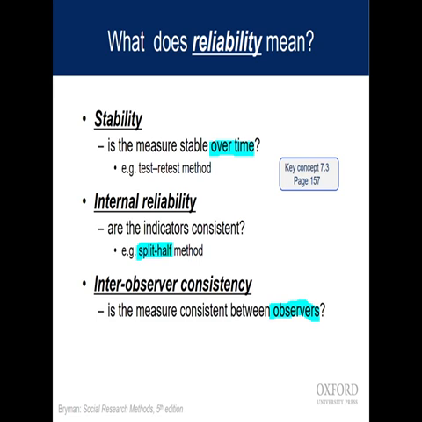And finally, this inter-observer consistency, what they mean by that is: is the measure consistent between observers? So, for example, you'll see studies, just a random example, where they look at people's physical attractiveness. And you want to measure their attractiveness. Beauty is a little bit in the eye of the beholder, but maybe if we have 5 or 6 judges and they all agree, so you show pictures of individuals and you say, okay, rate this person's physical attractiveness on a scale of 1 to 10.